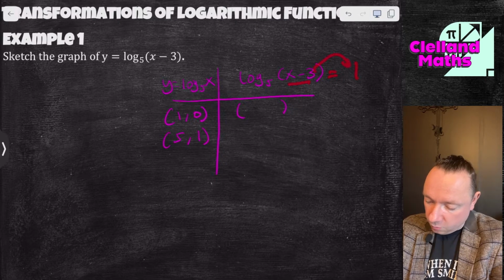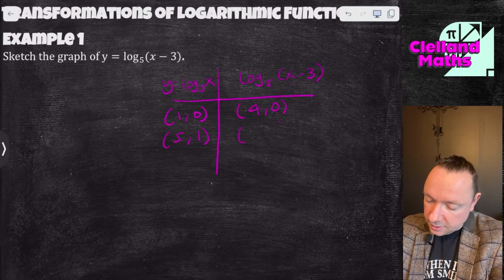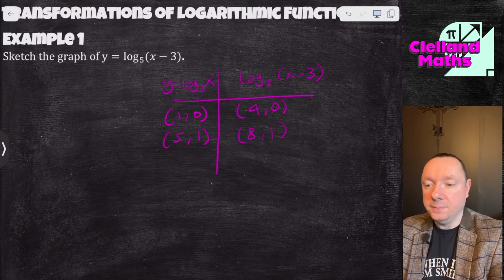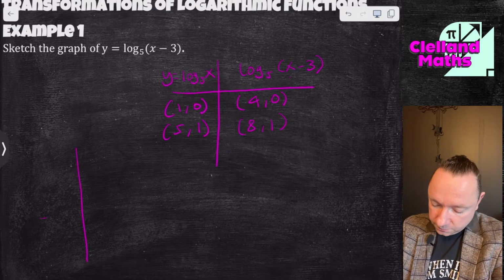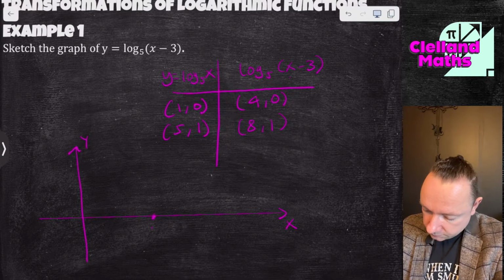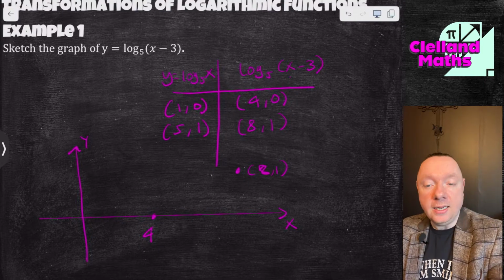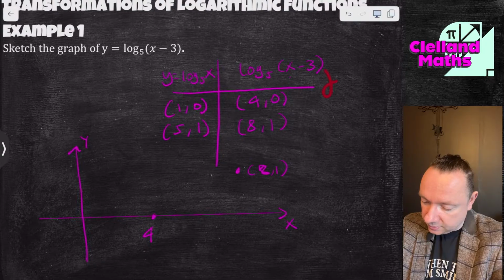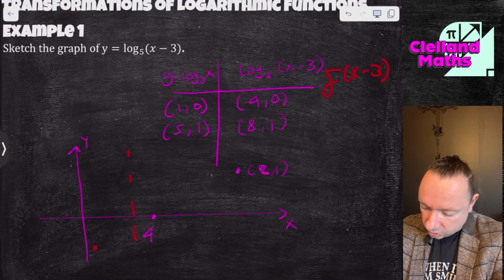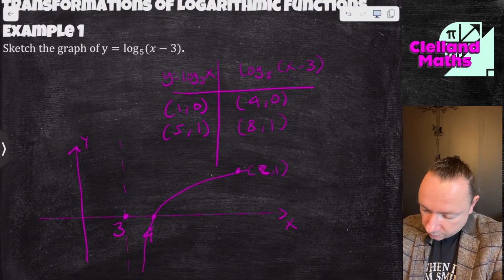So adding 3 to get 4. So we must get 4 for x to get back 0. And similarly, we want x minus 3 to be 5. So that gives me 8 here to get back 1. So we've got our basic logarithmic graph still. So we've got (4, 0), and we've got along (8, 1). So basically it's a shift to the right by 3 because this is basically f of x minus 3. So instead of it not touching the y-axis, it'll actually not touch the number 3. So I'll put a 3 here just to show that, and then just draw my curve.